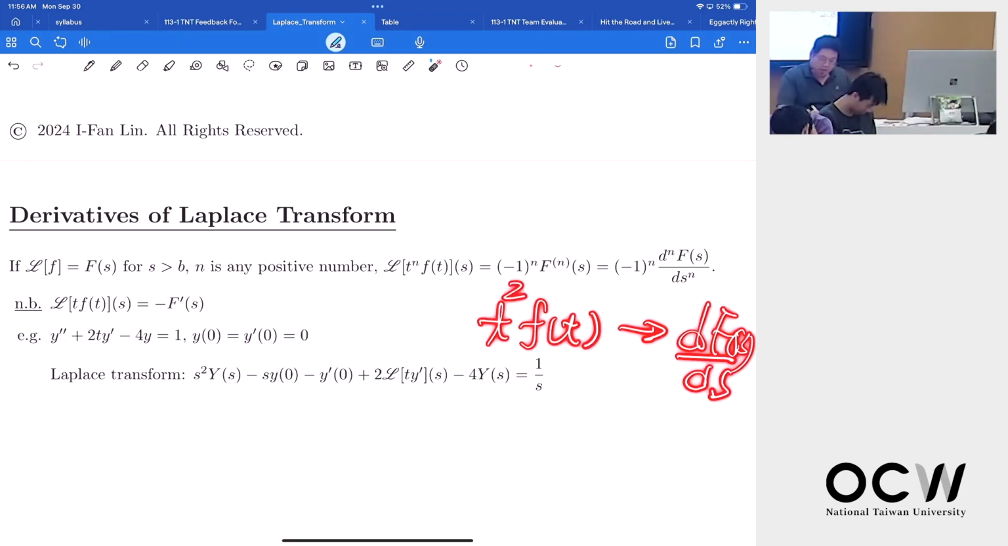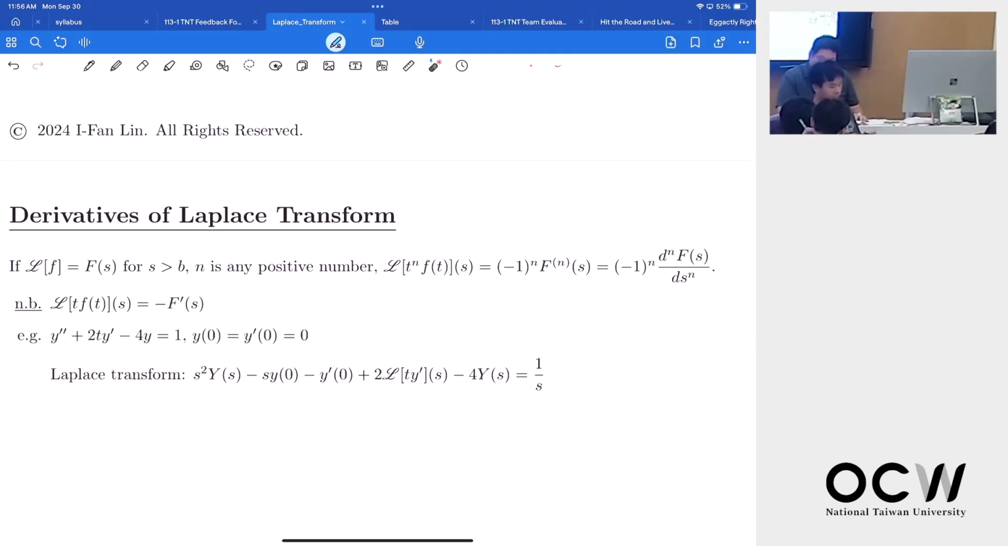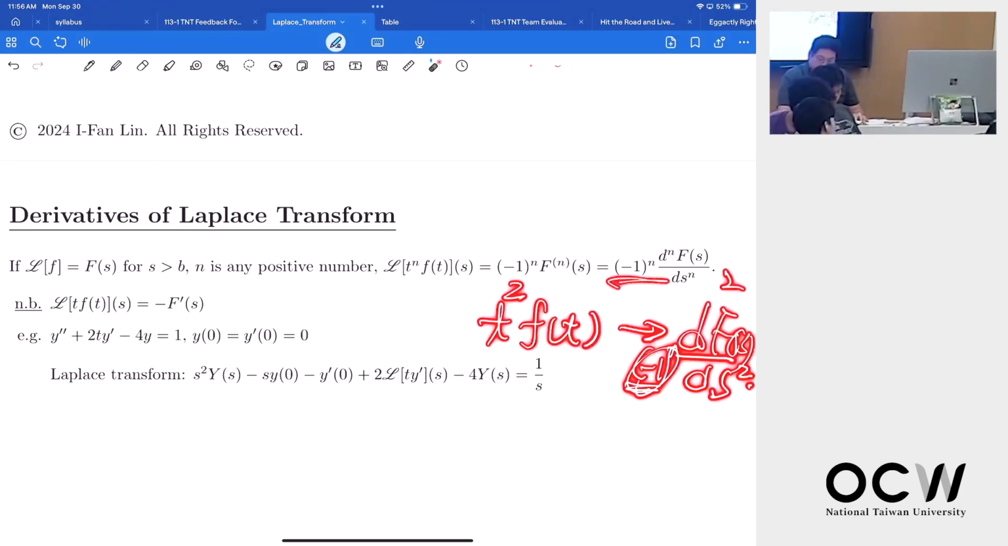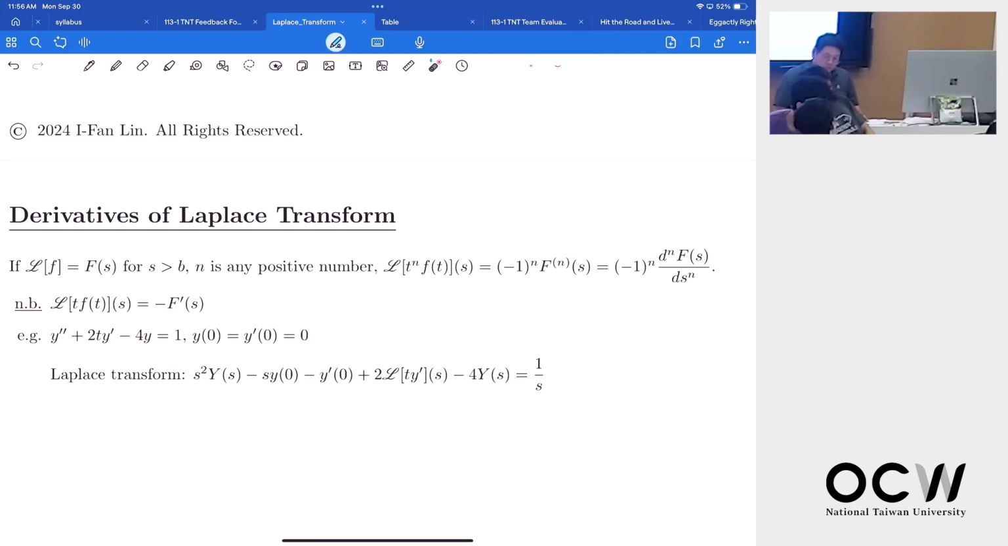If I times t squared, then I need to do like 2 times, and here I also have like minus 1 for changing the signs. For example, if I have a t times f of t, that means the Laplace transform, I will take the derivative and have a minus 1.